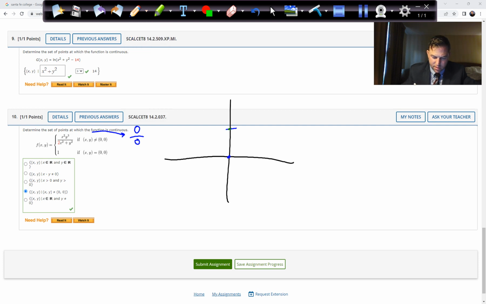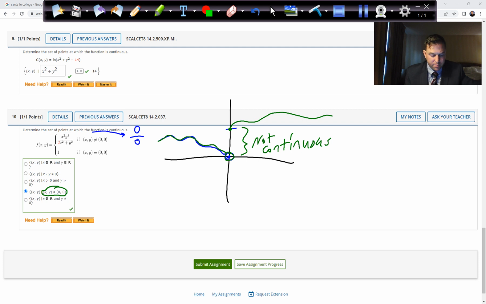So let me do it in green. But this function, as it's doing whatever it's doing, so it's over here doing something, it's approaching 0 over 0 as I go there. But what happens is at the origin, it has a hole, and it jumps up here, and then it keeps doing whatever it's doing. So that is not continuous right there. So what we say is, it is continuous as long as xy does not equal that origin point. Okay, so that will be the correct answer there, and that will conclude chapter 14, section 2.